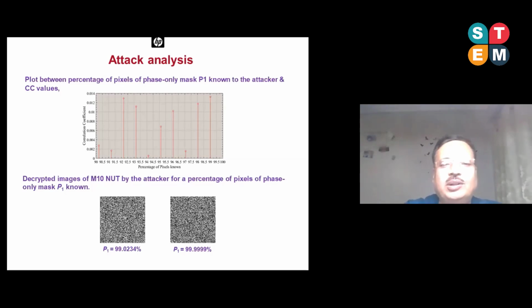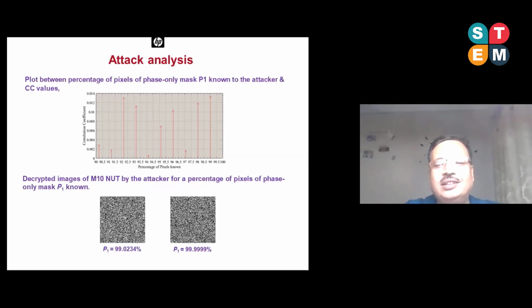This is what you can see, and the plot shows the percentage of pixels of the phase only mask P1 known to the attacker, but P2 is unknown. Then what are the CC values? CC values means cross correlation values, but you can see it is always very low. It goes to a maximum of 0.14. Typically, it should go to 1. Then only it will be decrypted correctly.